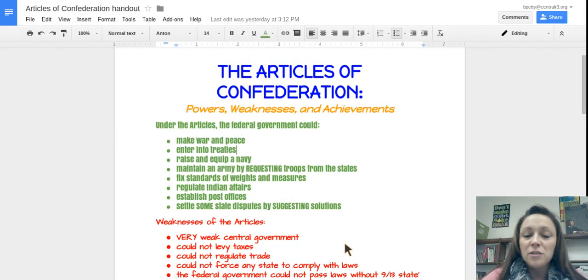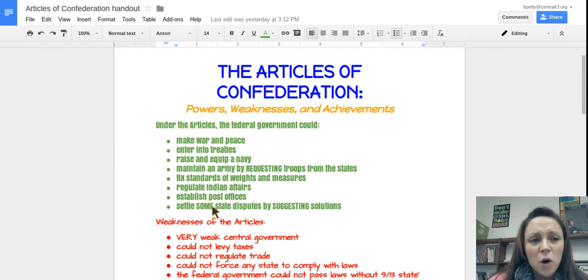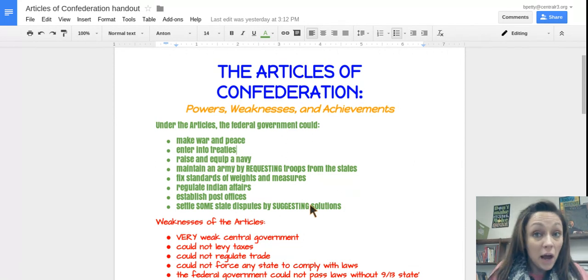They could fix standards of weights and measures. They could regulate Indian affairs. That doesn't seem like a big deal now, but then it was. They could establish post offices. Woohoo! And they could settle some state disputes by suggesting solutions. So if two states were arguing about land, something, the government under the Articles of Confederation could basically say, this is what we think you should do. And the states could choose to listen or not. Not really a good solution for a federal government.